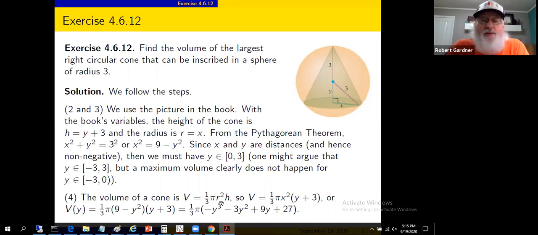R is the radius. We set it equal to x, so we'll get an x squared there. Remember the x squared expression up here? And h is the height, and we had the height as y plus 3. So we'll get a y plus 3 here. So here's the volume in terms of x and y. We're going to want it as a function of only one variable, so we need to eliminate the x or the y.